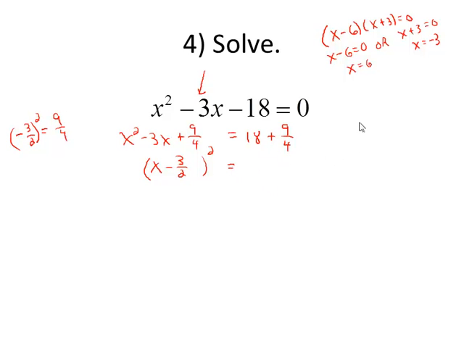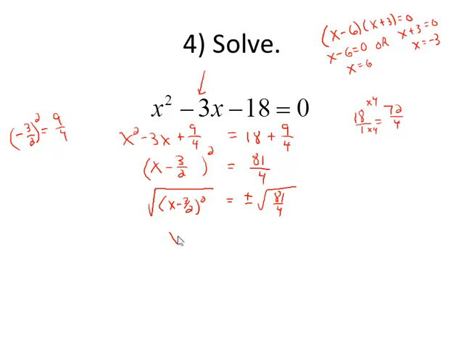To add 18 plus 9/4, I have to know that 18 over 1 is the same as 72 over 4. And when I add 9/4 to that, I get 81 over 4. Square root of both sides, plus or minus on the right. I have x minus 3/2 equals plus or minus, see, the square root of 81 is 9, square root of 4 is 2. Add the 3/2 over. I have 3/2 plus or minus 9/2.